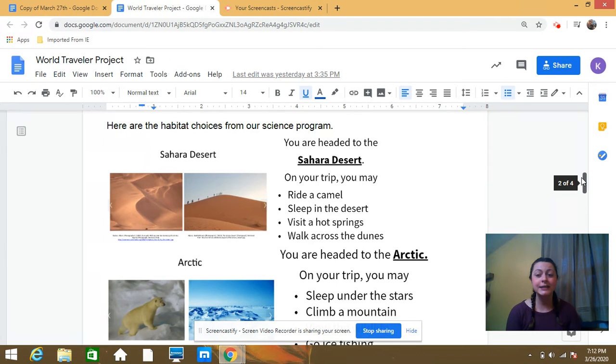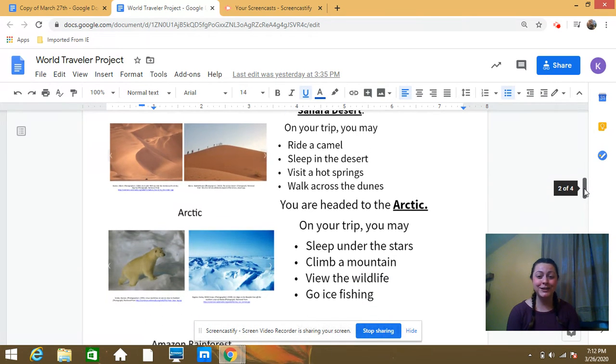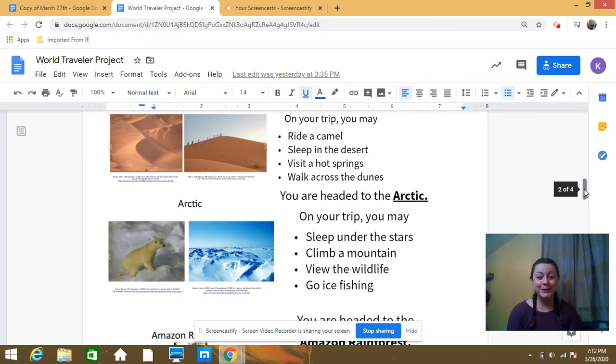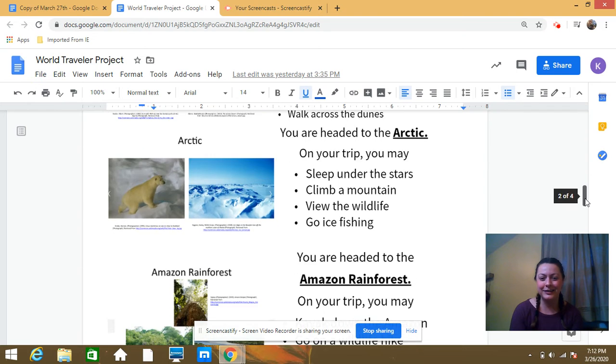If you liked the desert, you can pick traveling to the Sahara Desert. You are going to ride on a camel, sleep in the desert, visit some hot springs, and walk across the dunes. Can you see people in this picture walking across the dunes? If you liked the polar animal video and you want to travel to the Arctic, this is what you're going to be doing. Sleeping under the stars, climbing a mountain, viewing the wildlife, and going ice fishing. If that interests you, you choose the Arctic.